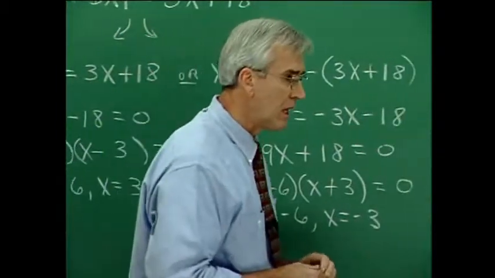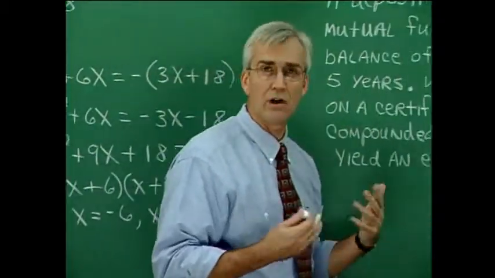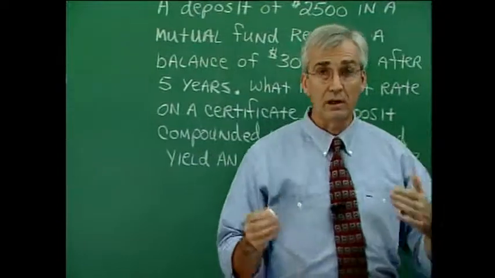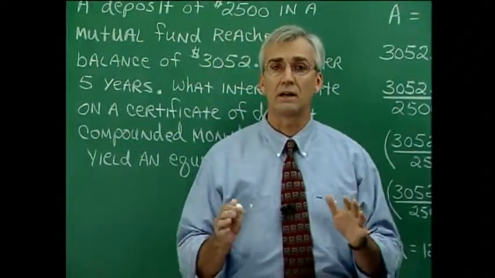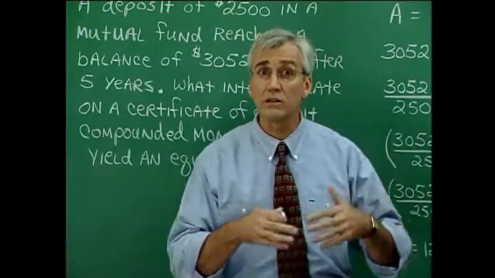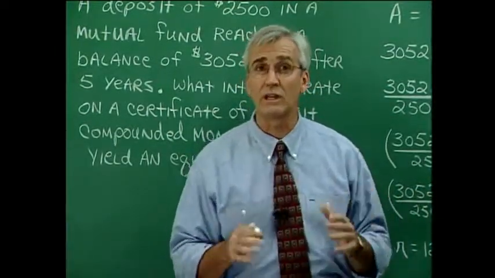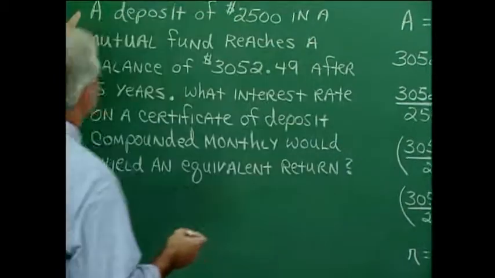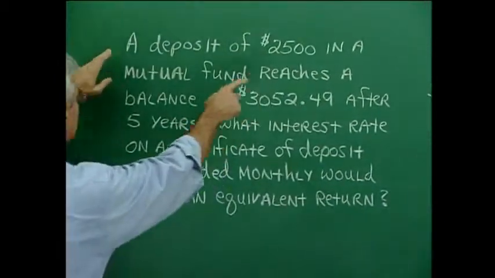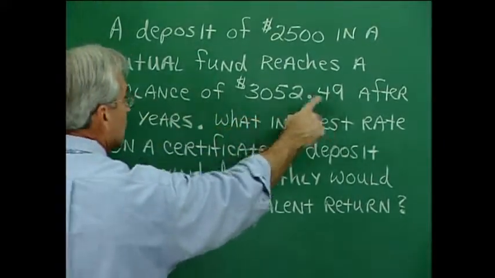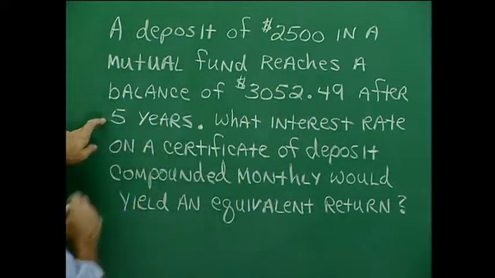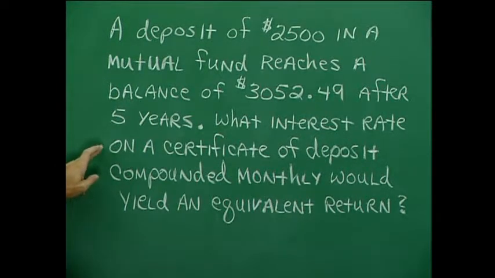Here's a problem that leads to a rather unusual equation. We've been looking at some different kinds of equations in this segment, and I want to show this problem because a rather interesting equation emerges from it. It says a deposit of $2,500 in a mutual fund reaches a balance of $3,052.49 after 5 years. What interest rate on a certificate of deposit compounded monthly would yield an equivalent return?